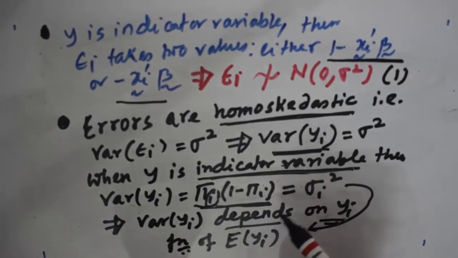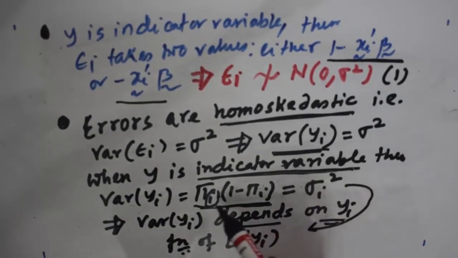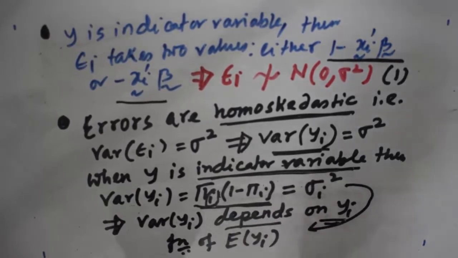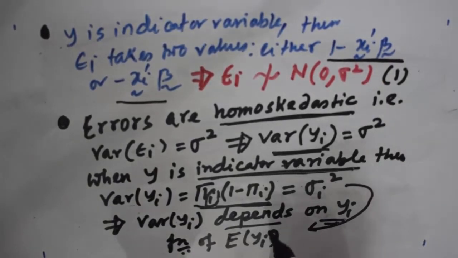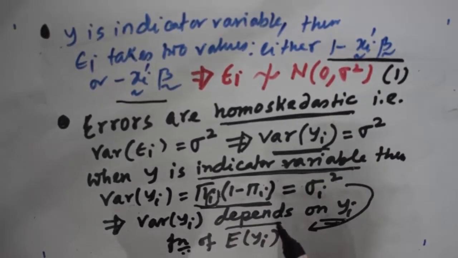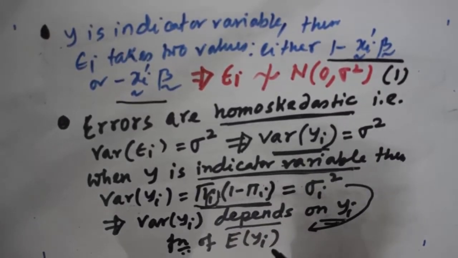So for this reason, the variance of yi depends on the ith observation, and again, since pi i is nothing but expectation of yi, variance of yi is a function of expectation of yi.